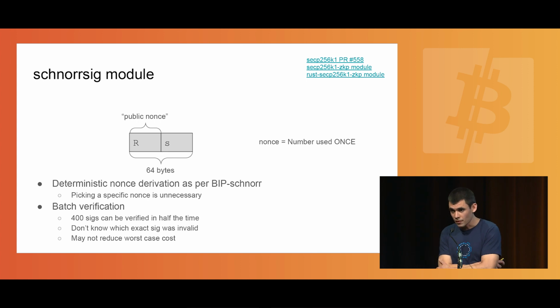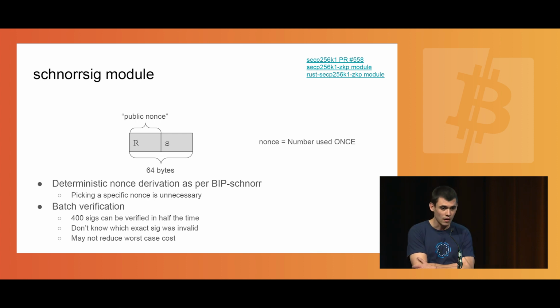Okay, so the minimum thing you need to support for BIP Taproot is how to make Schnorr signatures, so let's talk about that. On the right side, you always see links to either pull requests or modules, so later, if you look at the slides, you can just click on them. So a Schnorr signature is, in general, very similar to an ECDSA signature.